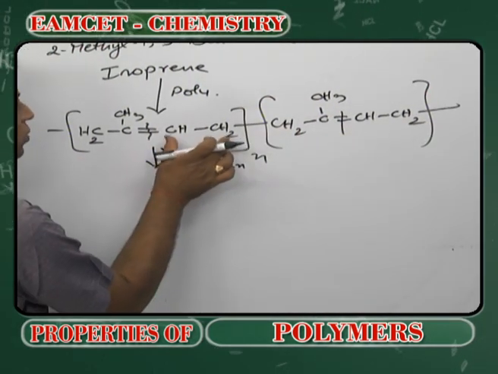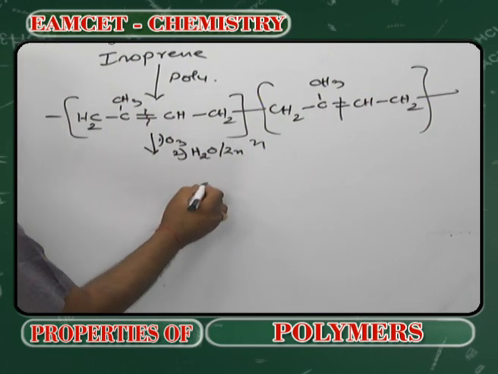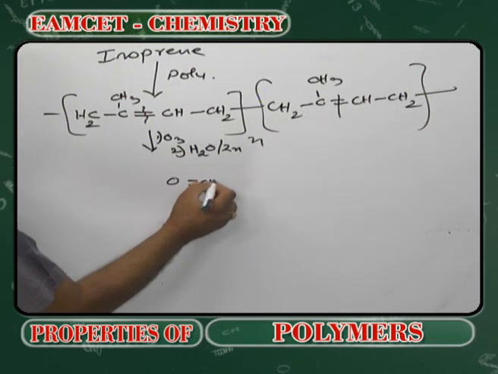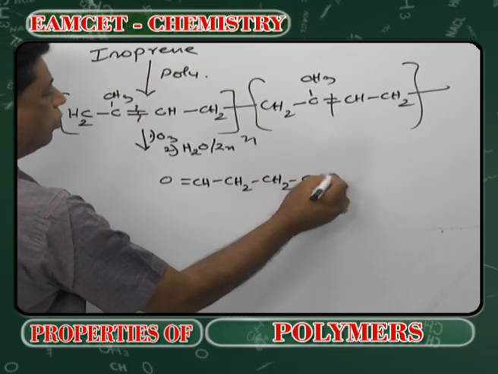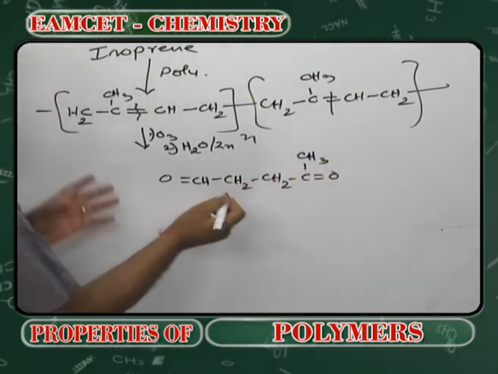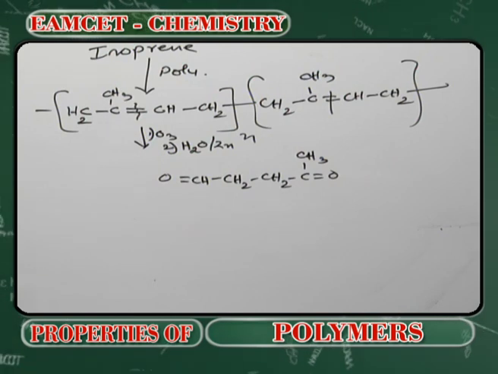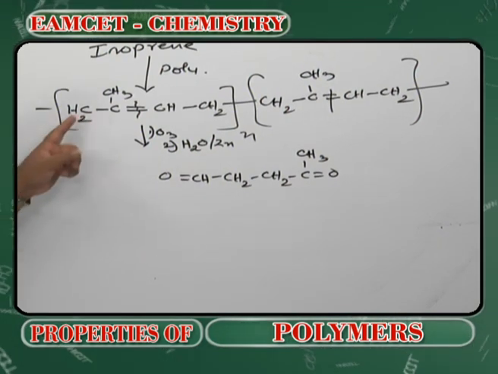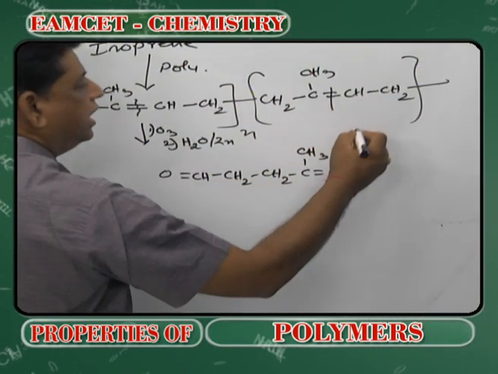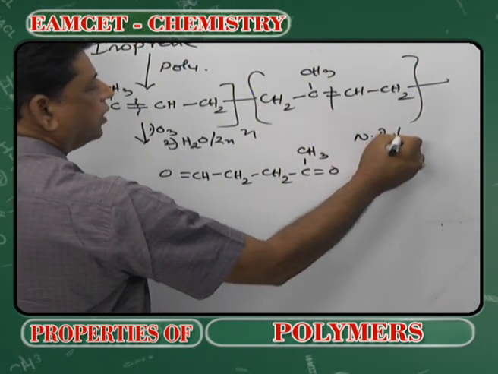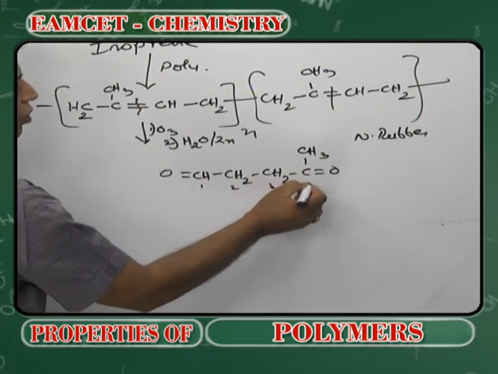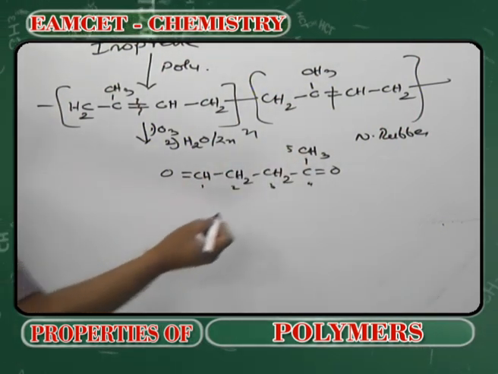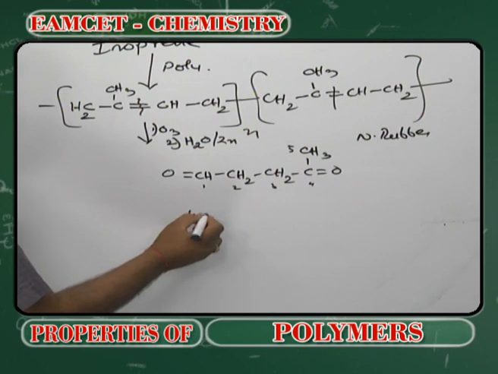So this 2 carbon plus 3 carbon will be the unit: CH=O and CH2, CH2, C=O, CH3. This will be the product in the reductive ozonolysis of natural rubber. This long chain is called natural rubber. So this rubber on ozonolysis gives a compound of 1, 2, 3, 4, 5 carbons, a pentanal containing a keto group at the 4th carbon.